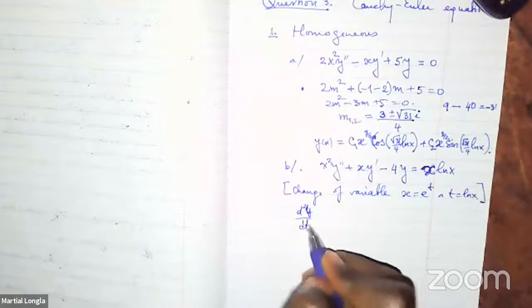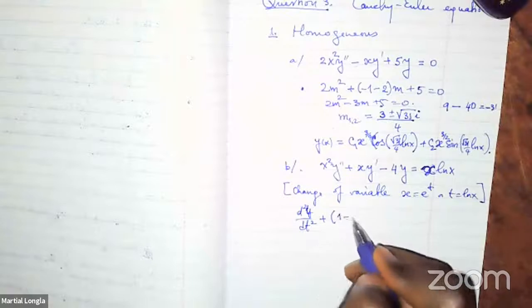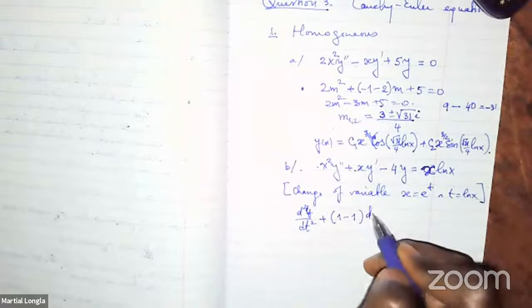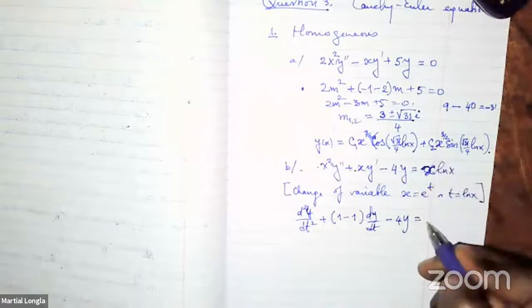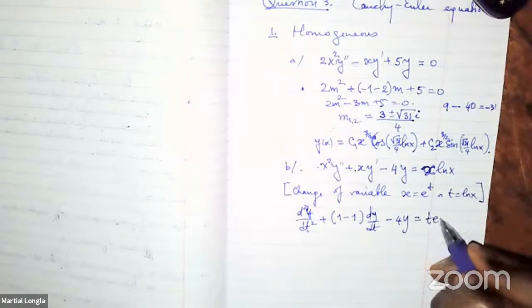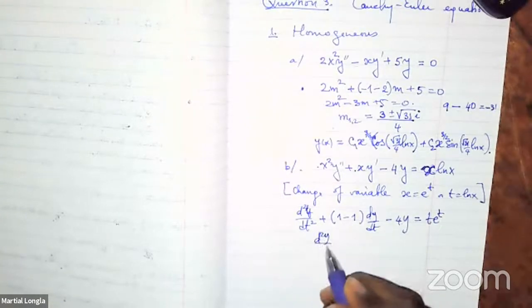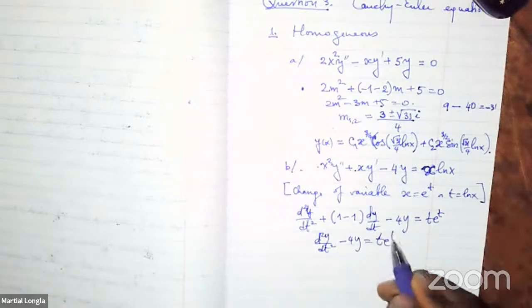d2y over dt squared plus (b minus a, that is 1 minus 1, 1 from here minus this 1) times dy over dt minus 4y equals x. It's e to the t, natural log of x is t, so that's t e to the t. So this gives you d2y over dt squared minus 4y equals t e to the t. And when you transform the problem like this, you can see it's easily solved using the method of undetermined coefficients.